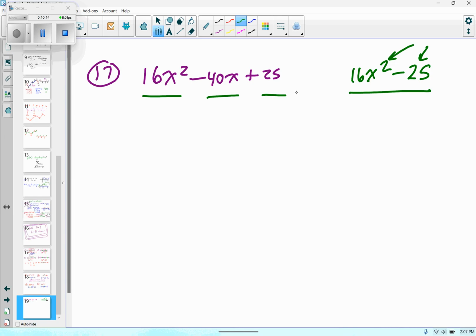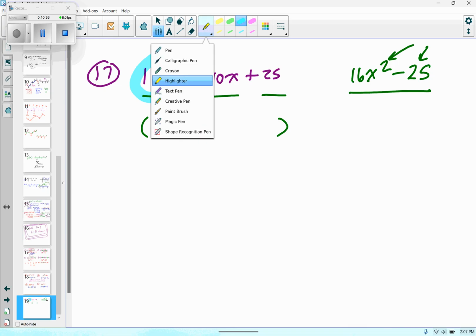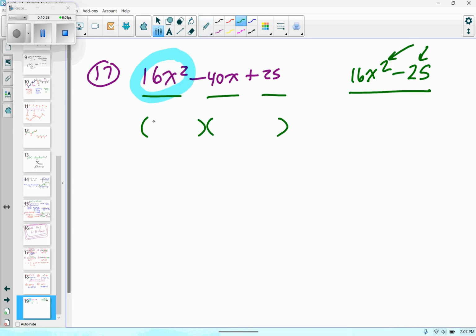Okay, so critical thinking time, because all of these will be done the exact same way, I think. I'm going to do two sets of parentheses. Is this a perfect square? Meaning, are there two identical things I can multiply together to get 16x squared? Yeah, what times what? 4x and 4x? Do you feel okay about the first part?